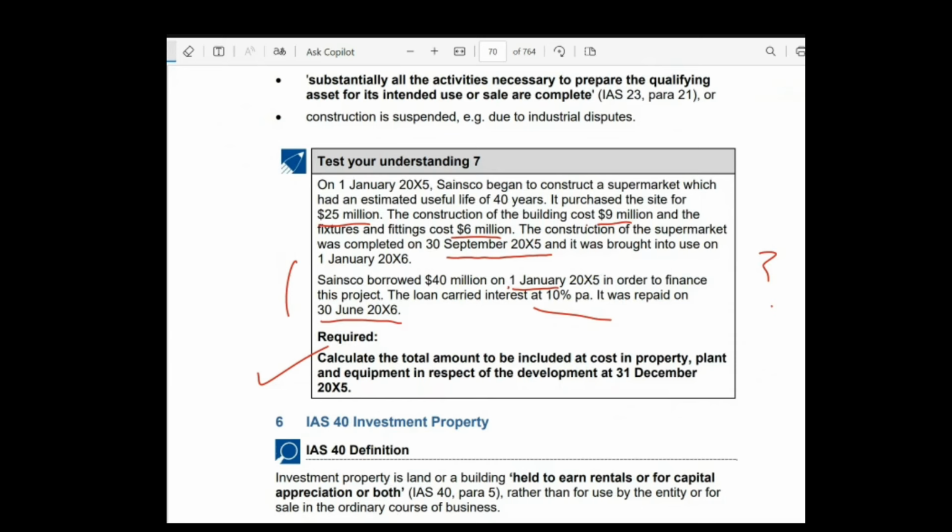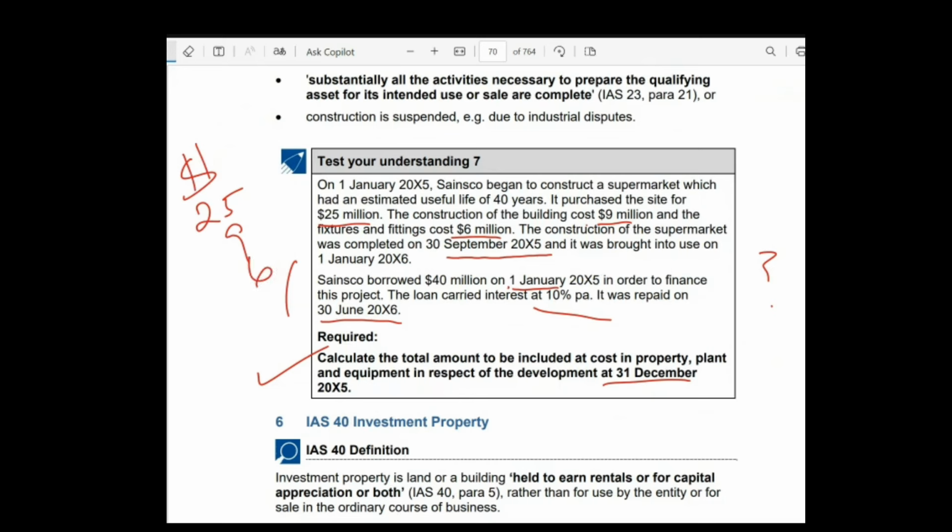They are saying they borrowed 40 million on 1st January 2005 in order to finance the project. The loan carried interest. The construction of the supermarket was completed on 30th September, and then the loan was repaid on 30th June 2006. But we are preparing the financial statements, so how much will be accounted for? We will add these figures, and the finance cost we will bring in. It is there from 1st January to 30th September, a 9 months period. This is the main thing. So only the 9 months period you will account for.